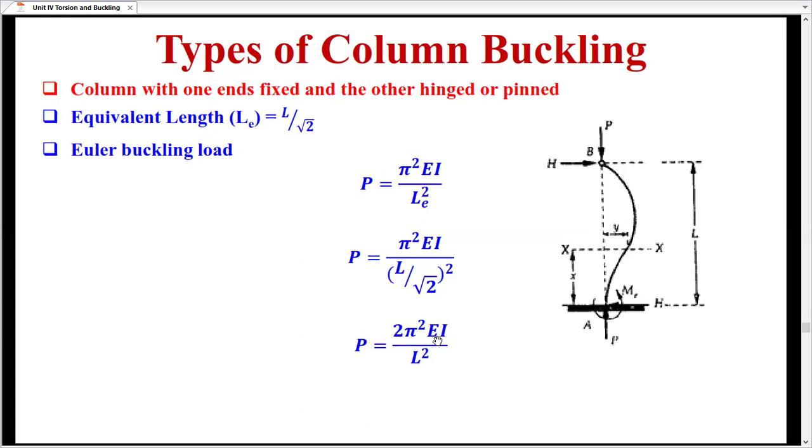Then next, when one end is fixed and the other is hinged or pinned, the equivalent length becomes L by root 2. This is the behavior of that column when one end is fixed and the other is pinned, and when we apply axial load, it will buckle like this. At that time, you have to put the equivalent length equal to L by root 2. So we have P equal to 2 pi square EI upon L square. So these are the 4 cases for which we have to calculate buckling load.